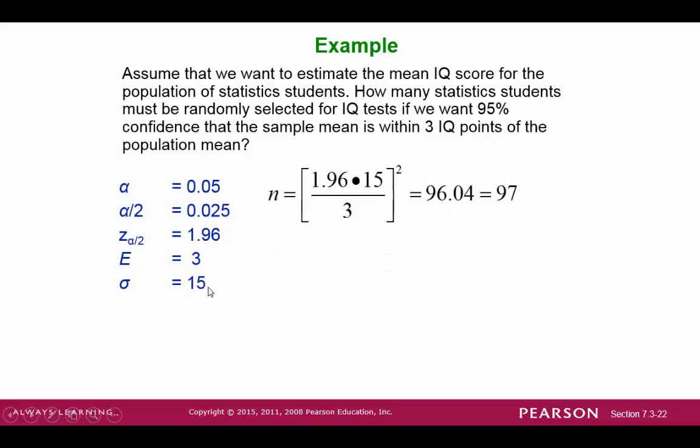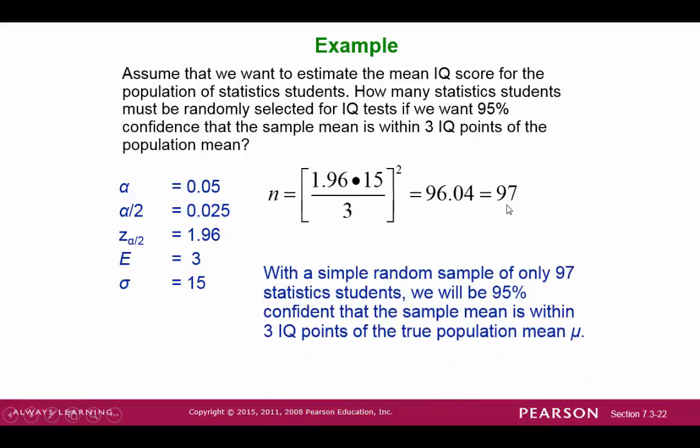So we punch that into our formula. We get z sub alpha over 2 times sigma divided by E. That was our formula, and that whole thing squared, and we get 96.04. Now, 96.04 is closer to 96, but remember that we always want to round up. So our final answer here is 97. So we can say that with a simple random sample of 97 statistics students, we should be 95% confident that our sample mean, whatever it is we get, will be within 3 IQ points of the true population mean.